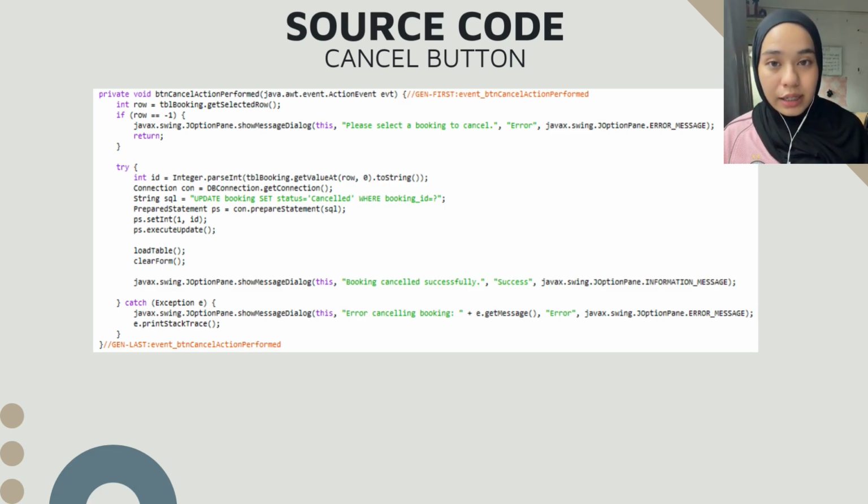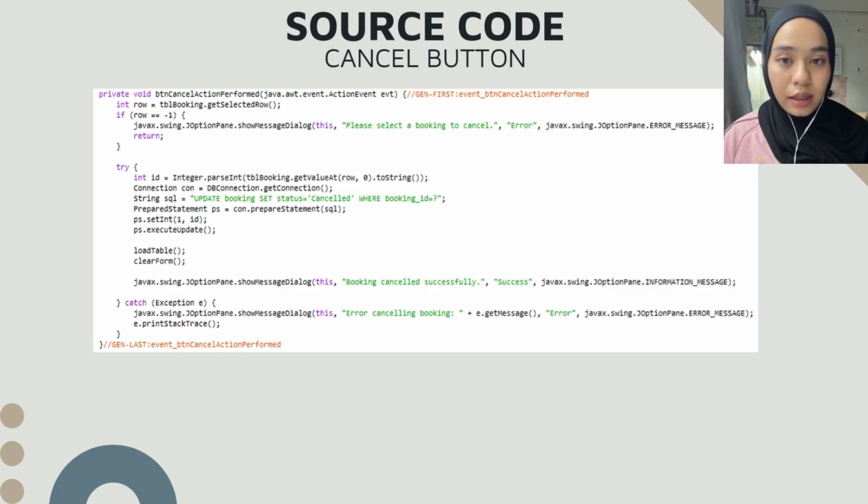The booking ID is retrieved from the selected table row. A database connection is established again using dbconnection.getConnection. An SQL update statement is executed to change the booking status to cancel. The booking record is retained in the database to preserve booking history. The database is reloaded and the input form is cleared. Finally, a success message is displayed to inform the user that the booking has been cancelled.